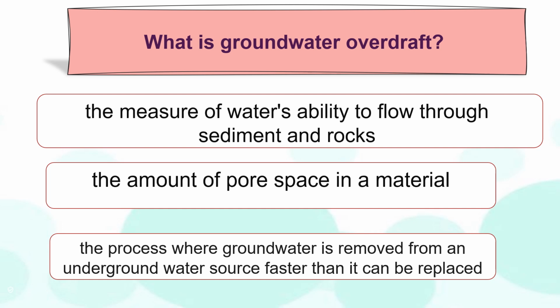What is groundwater overdraft? The measure of water's ability to flow through sediment and rocks? Does it measure the ability of this water to flow through rocks? Or the amount of pore space in a material? Or the process where groundwater is removed from an underground water source faster than it can be replaced? That is the process that removes this water, or pumps water out faster than it can form again.